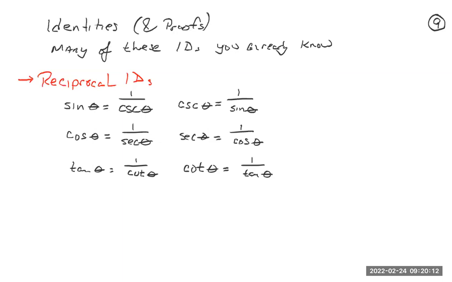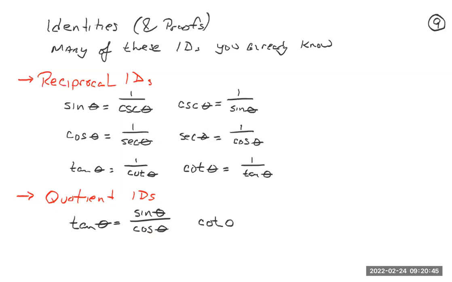Another one you may not know it by this name, but you know these quotient IDs. That is that these identities come from a ratio of other identities. And we have tangent theta, which is the ratio of sine theta to cosine theta. And cotangent, which comes to us by way of dividing cosine by sine.